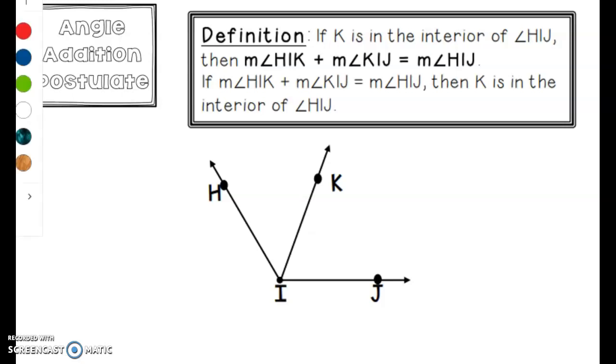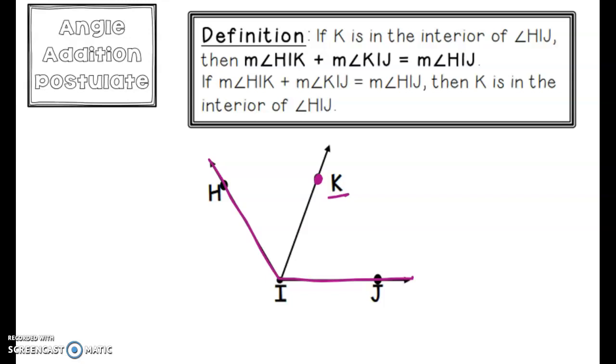Okay, so we're going to be working with our angle addition postulate and angle bisector foldable. So let's start with the angle addition postulate at the top. The definition says that if K is in the interior of angle HIJ, so K is this point and it's in the interior of this big angle. So it's somewhere inside it, not on the edges. It does not mean it's halfway.